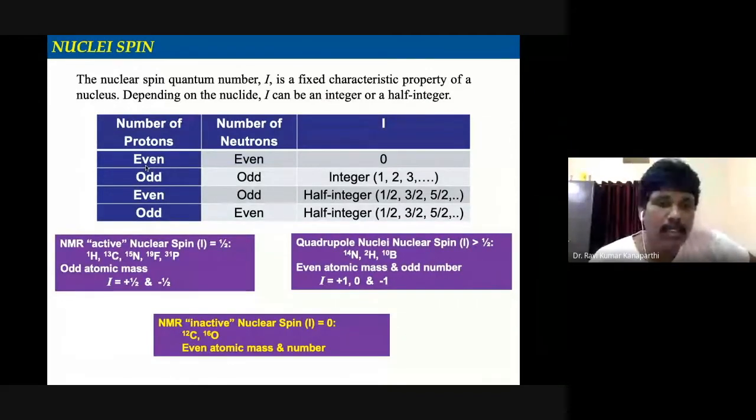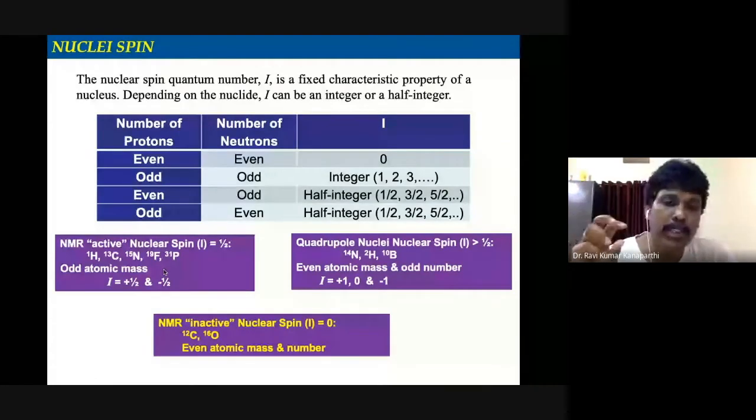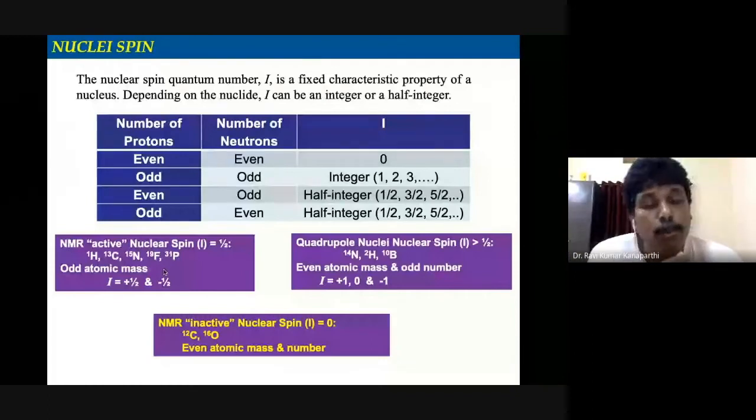Let us look at some of the common nuclei which have half spin, like proton, hydrogen 1. It is said to be a proton nucleus. In the hydrogen atom, in the nucleus, we have one proton. Since we are talking about the nucleus, we say it is a proton nucleus. So the proton has half spin. Hydrogen nuclei possess half spin. Similarly, carbon 13 possesses half spin.